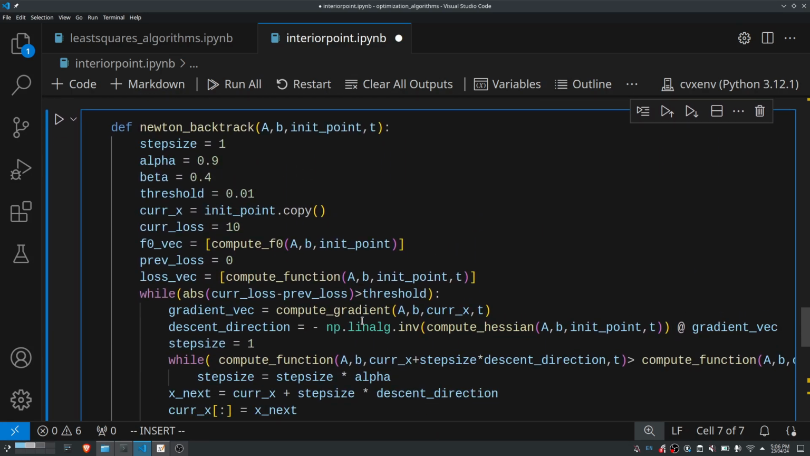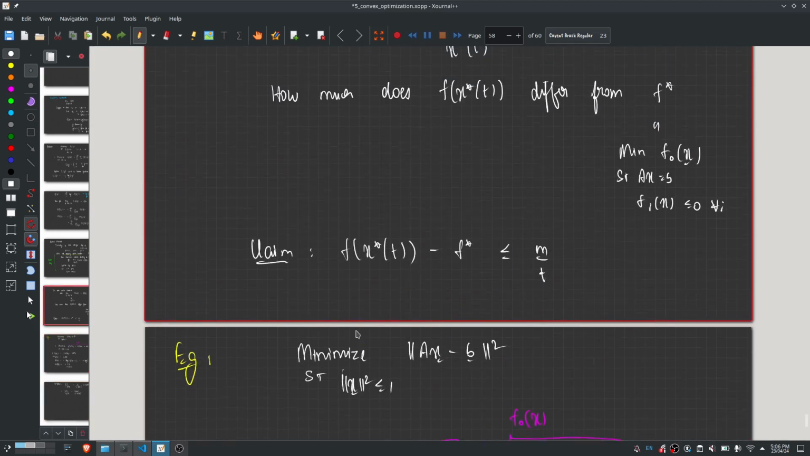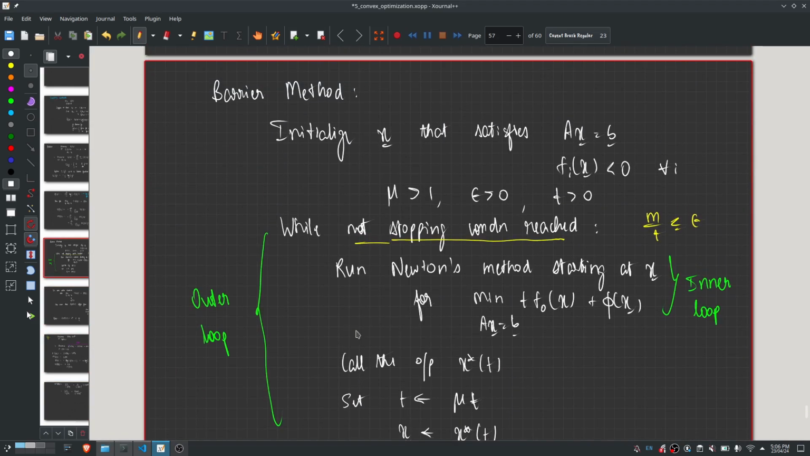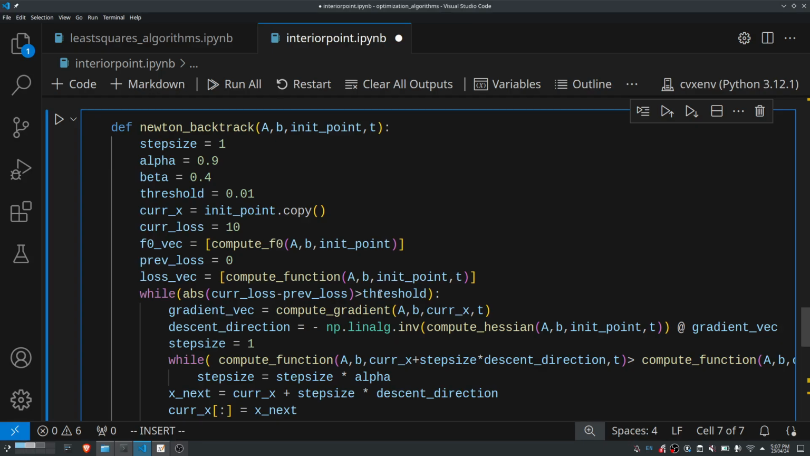So this constitutes the inner loop. Right? All of this, Newton's backtracking method, all of this would just constitute the inner loop. Now I need to write the outer loop. So quickly go back to the algorithm itself. I have to initialize some particular x that satisfies the constraints, and I need to fix mu, epsilon, and t. Right? T is equal to 1. I'm sorry, m is equal to 1, but I need to fix a particular t.